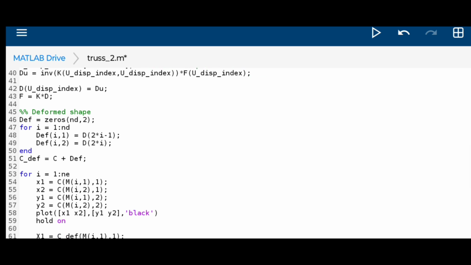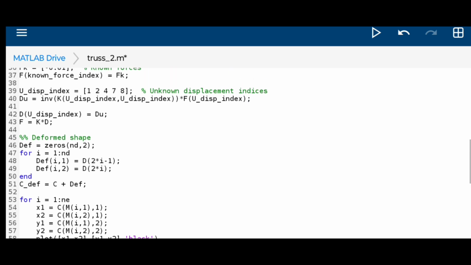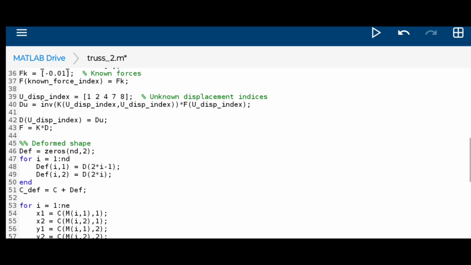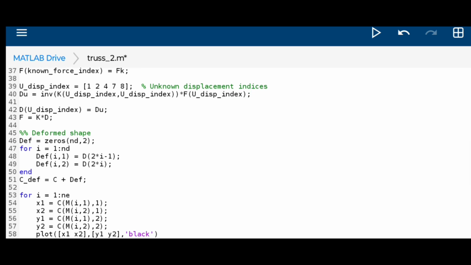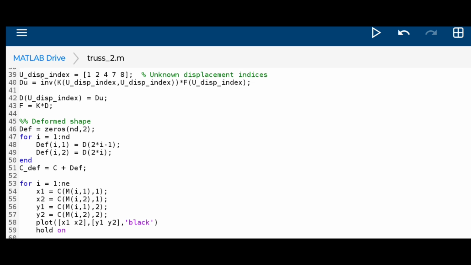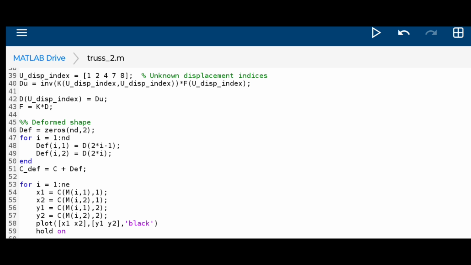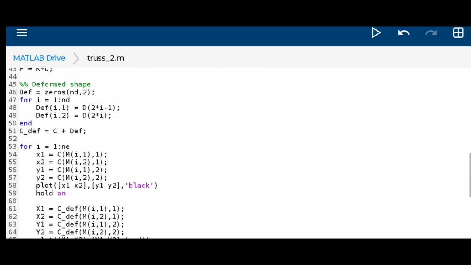So after getting the displacement, we will also update this, and then we will get the original reactions. We can get it just from k into d. Now the k is known, d is known, we can get the unknown force f.